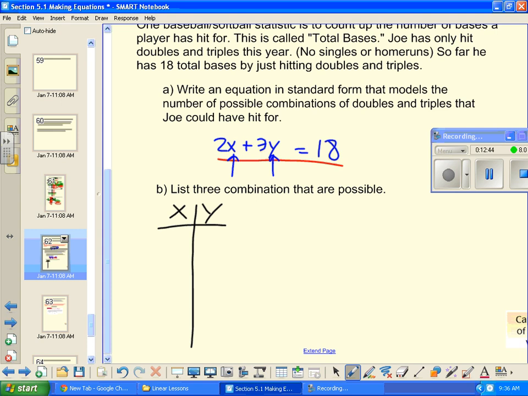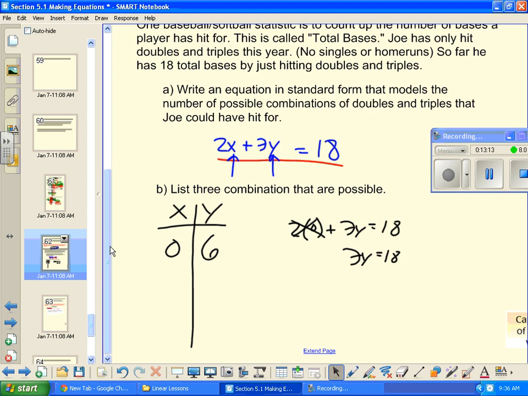What I would say as a good suggestion, though, is you could start with a table and say, well, what if I just hit 0 doubles? Just start with 0 and go from there. If I hit no doubles, that'd be like putting in 0 for x. So 0 times 2 would just get rid of this, and all I'm left with is 3y equals 18. Divide 18 by 3, I get y equals 6. So when I put in 0 for x, I got 6 for y.